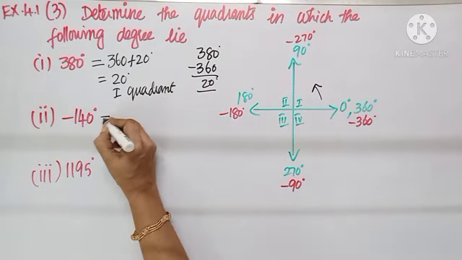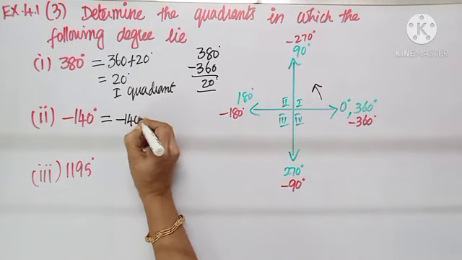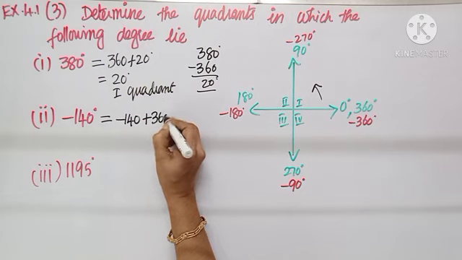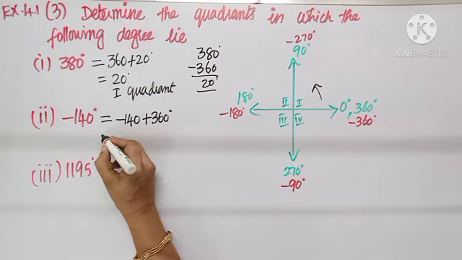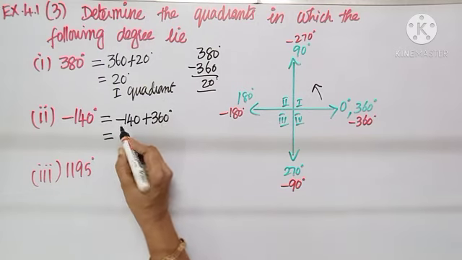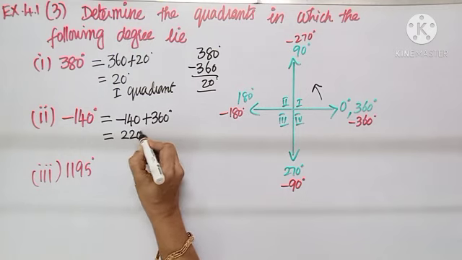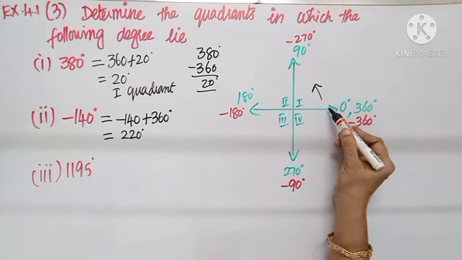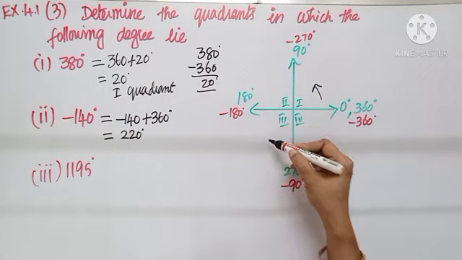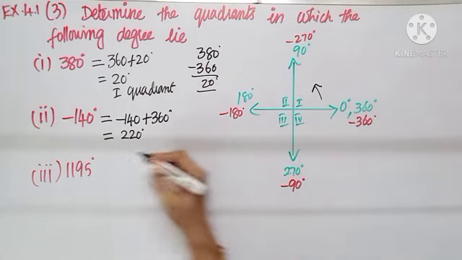Minus 140, same pattern. Minus 140 plus 360. So I will get 360 minus 140 is 220. I am in 0, 90, 180, 220. Which quadrant? Third quadrant.